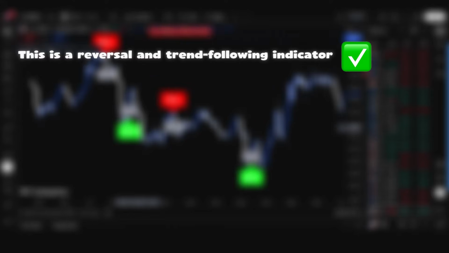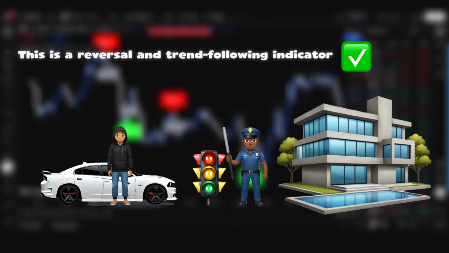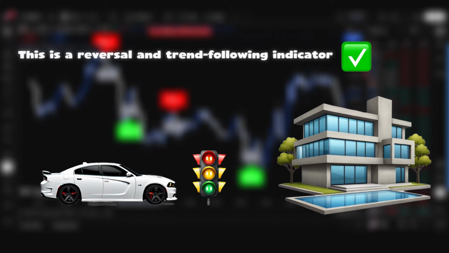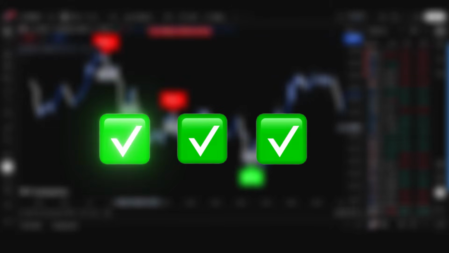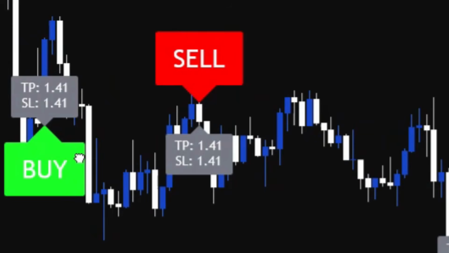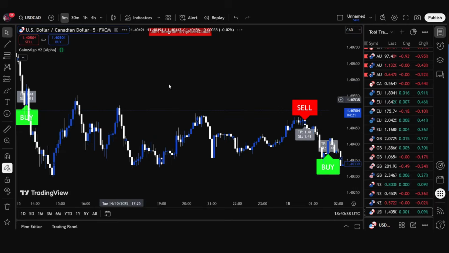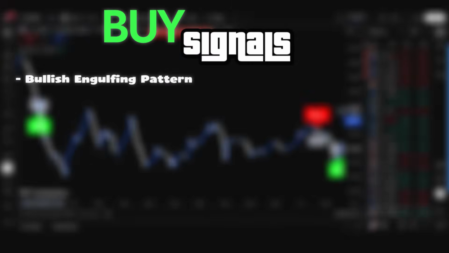Its main job is to identify specific candlestick patterns, bullish, bearish, engulfing, and then run them through a series of filters to confirm if the signal is strong enough. If it passes all the checks, it prints a buy or sell label on your chart and calculates a take profit and stop loss for you based on market volatility. The indicator will only print a buy signal if all 4 of these conditions are met on a confirmed candle.